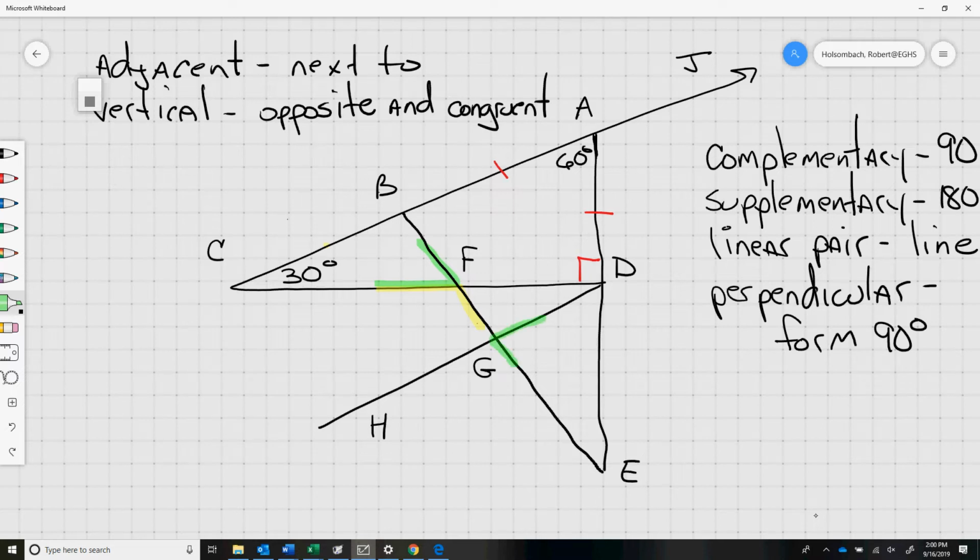DGE is adjacent to EGH. Those 2 angles are adjacent. Adjacent angles share a vertex and they share a side. Got it?